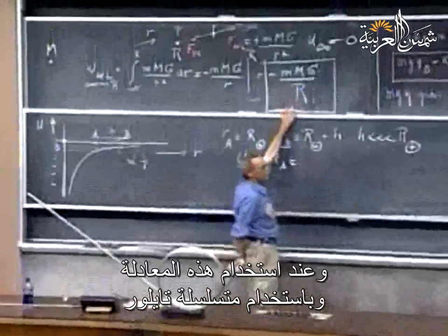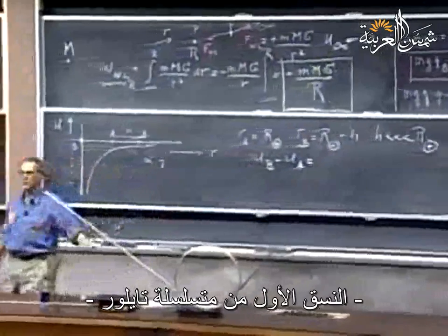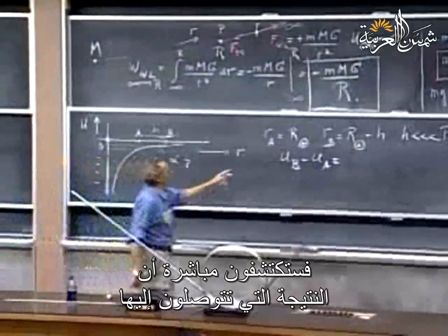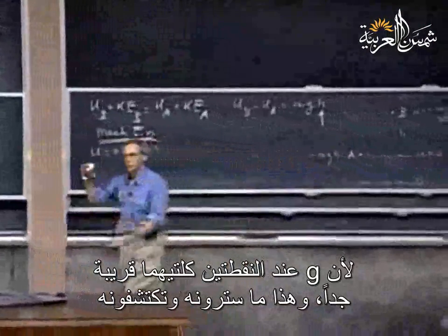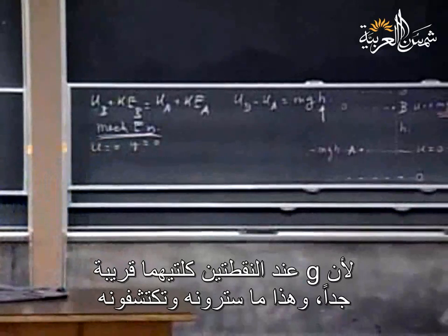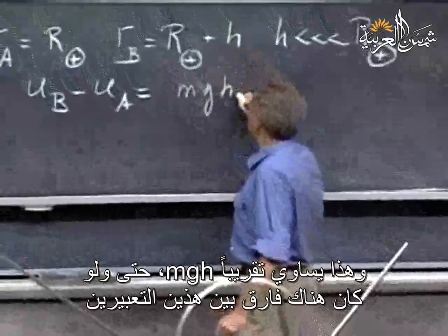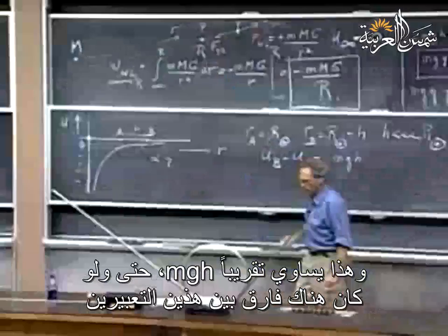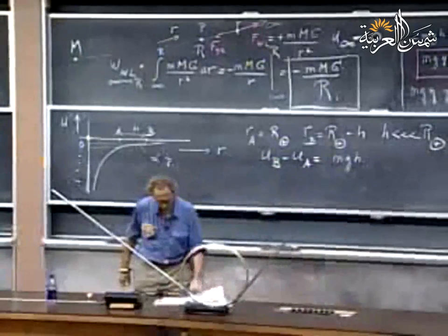And when I use that equation, and you use the Taylor expansion, the first order Taylor expansion, you will immediately see that the result that you find collapses into this result. Because the g at the two points is so close, you will find that it is approximately mgh, even though it is the difference between these two rather clumsy terms.